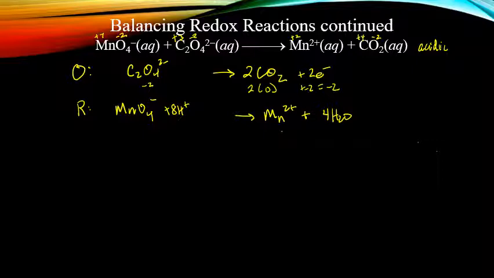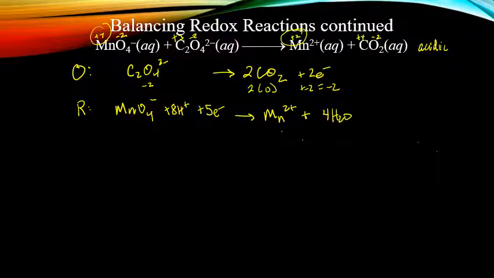There's a couple different ways you can do it. The easiest way, especially if you have coefficients of 1 for your substances, is to just look at the top. I have a 2+ and a 7+ for the oxidation numbers. The difference between those, just thinking about a number line, is going to be 5. So again, to go from +7 down to +2, I'd have to add in 5 electrons.